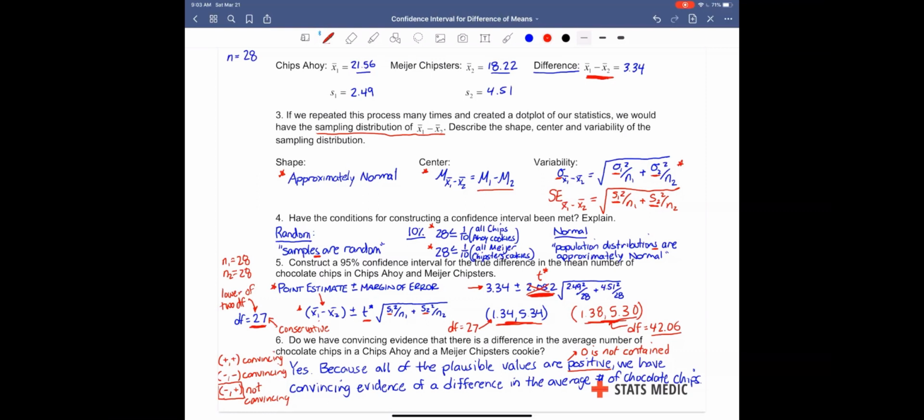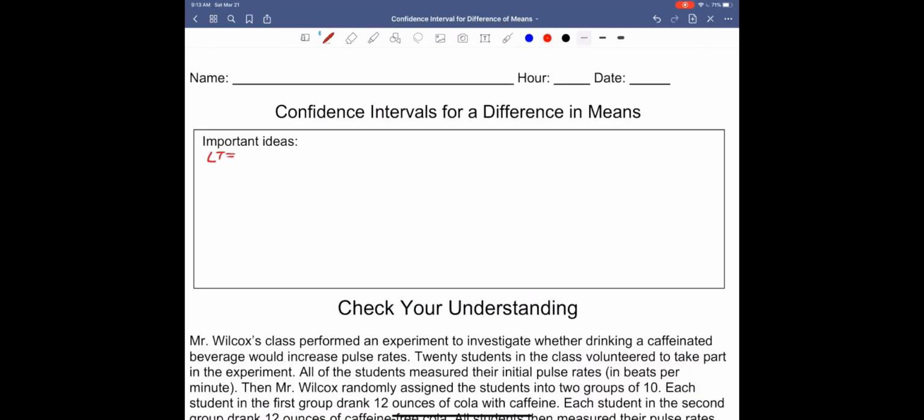So let's see if we can summarize our learning and the important ideas. In the first learning target, we're going to remind ourselves of the conditions that are necessary for a confidence interval for a difference in means. And these are the same 3 conditions that we had when we did a confidence interval for one mean. It is the random condition, the 10% condition, and the normal condition. The big difference here is that all 3 of these conditions need to be checked for each population, because there'll be 2 populations here.